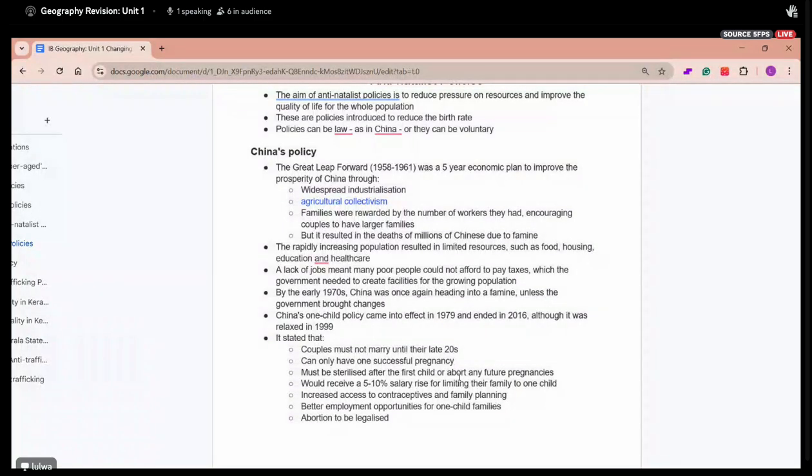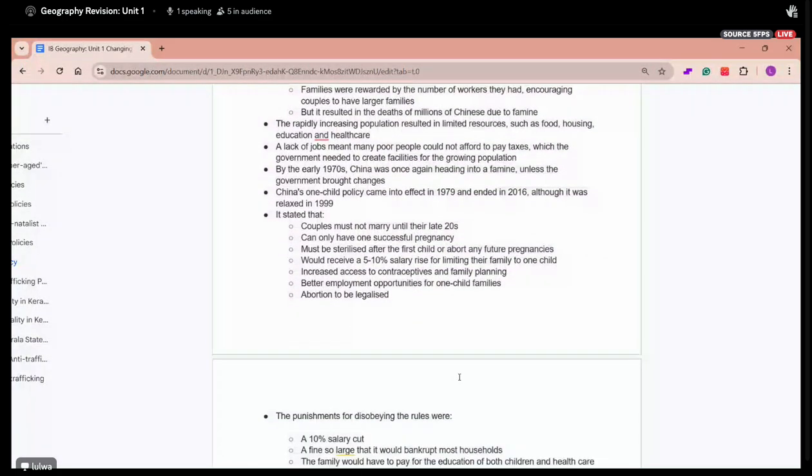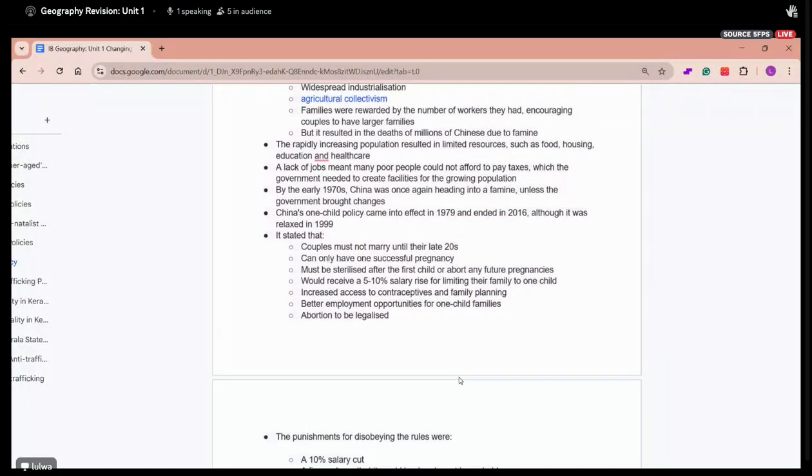So China implemented their one-child policy in 1979 and ended in 2016. However, it was kind of relaxed in 1999. But this policy specified that couples must not marry until their late 20s. They can only have one successful pregnancy. They must be sterilized after the first child, or they have to abort any future pregnancies.